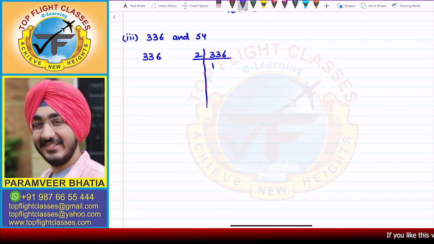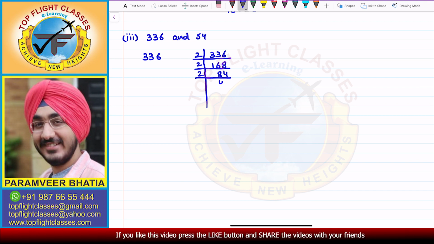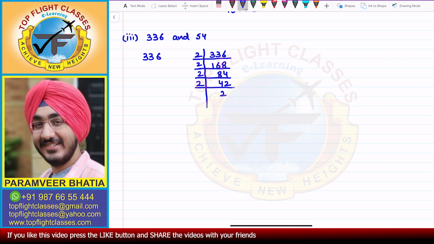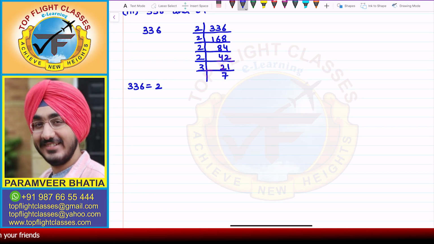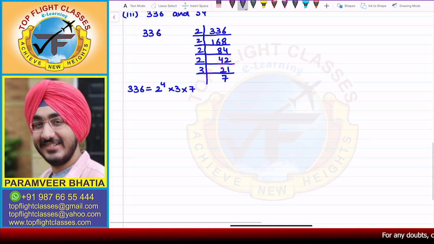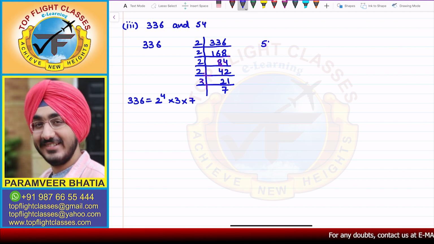Now 2 3s are 6 and 2 6s are 12... you will get 168. So now this will be again divisible by 2. You will get from here 84. This will be again divisible by 2. You will get 42 and again this will be divisible by 2. You will get 21. Now 21 is 3 into 7. So from here 336, that will be equal to 2 to the power 4 multiplied by 3 multiplied by 7.